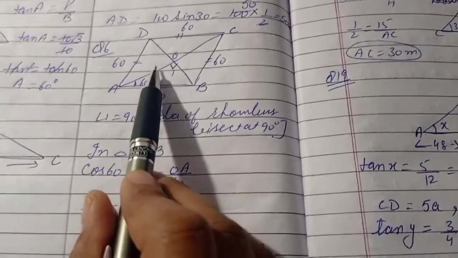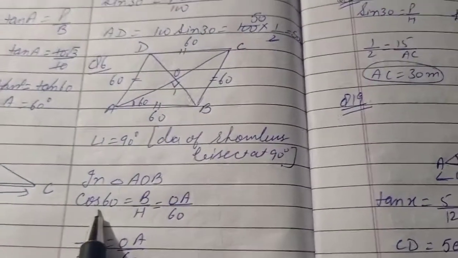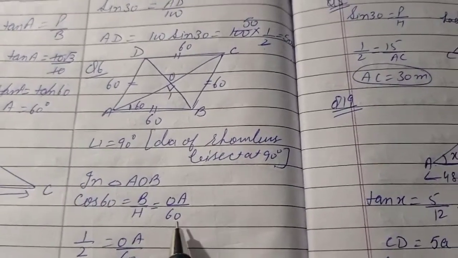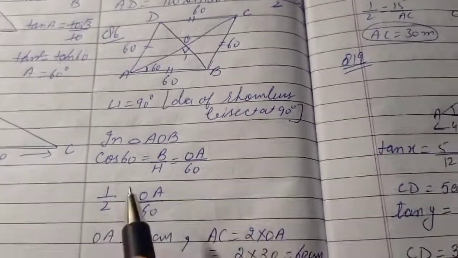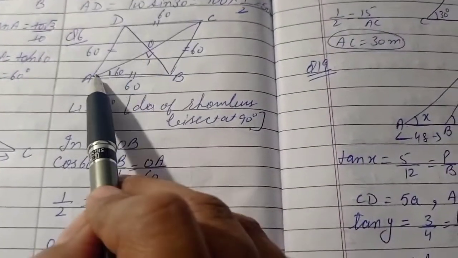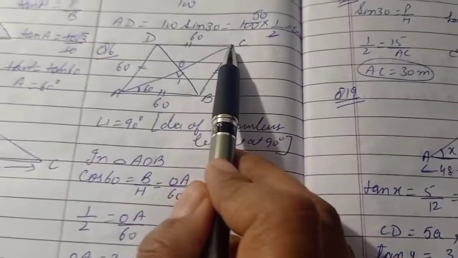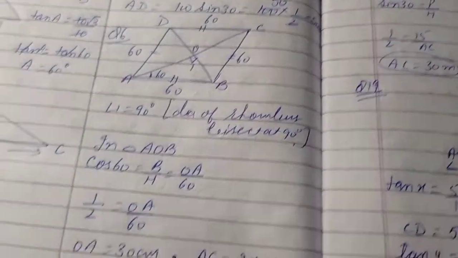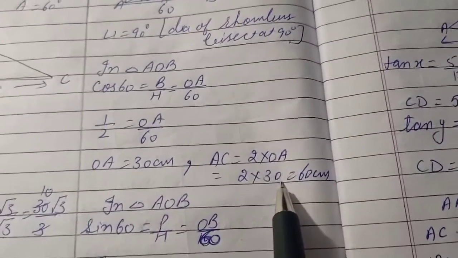So what is the ratio of base and hypotenuse? Cos. Cos 60 is equal to B upon H. Base is OA, hypotenuse 60, and from here I can easily find out OA. So once I find OA, I can find AC also, double of that. So twice of 30 will be 60 centimeter. One diagonal is 60 centimeter.